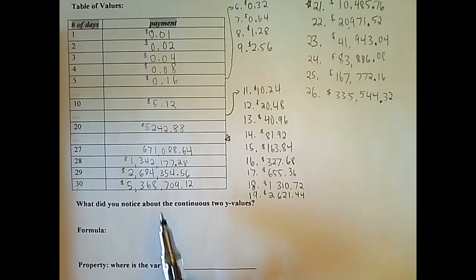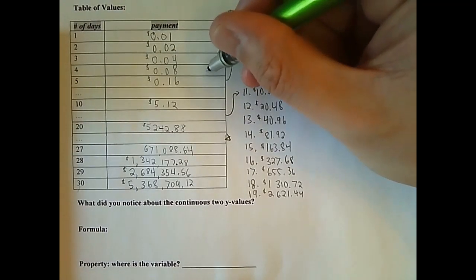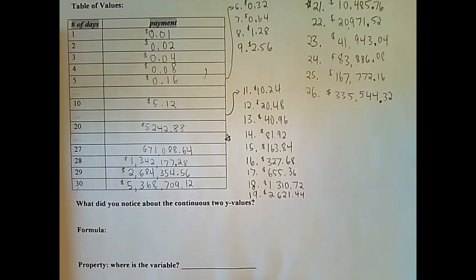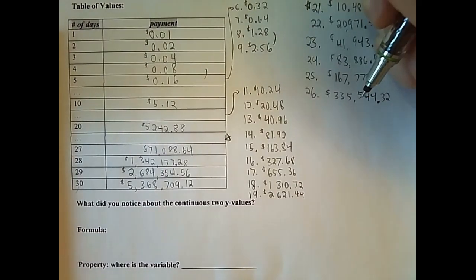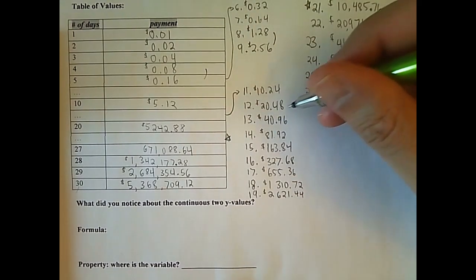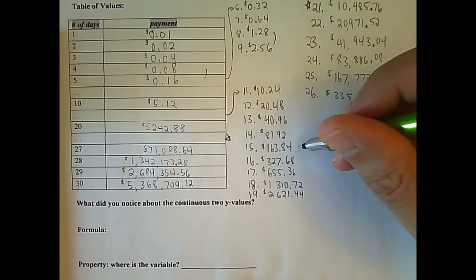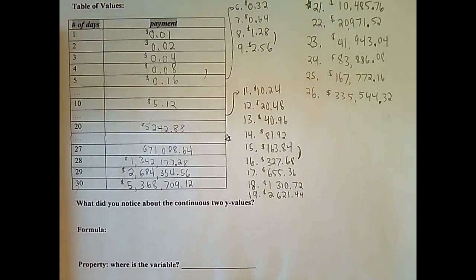What did you notice about the continuous two y values? This means, what do we notice about any two successive ones? So if I have 0.08 and 0.016, and what do we notice about maybe 1.28 and 2.56? Or any consecutive pair of these that are right beside each other. So let's say these two as well. What pattern do we notice between these two y values?